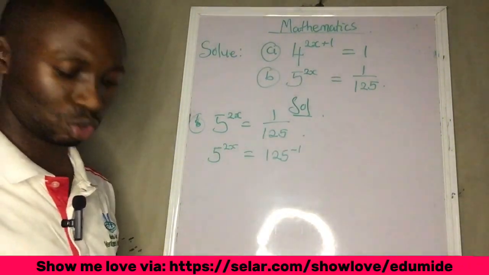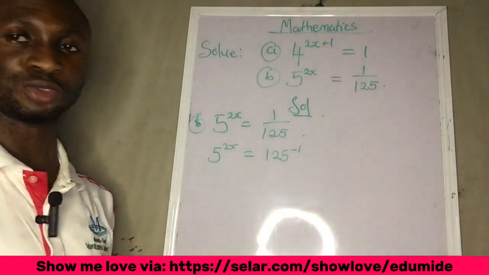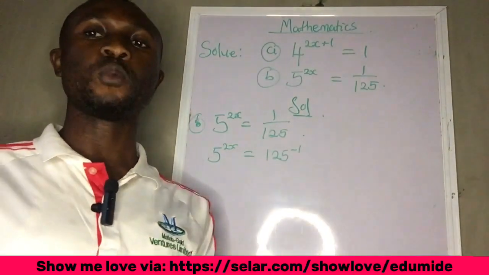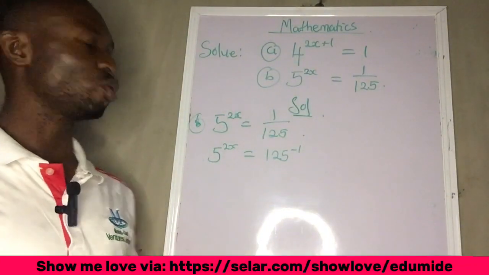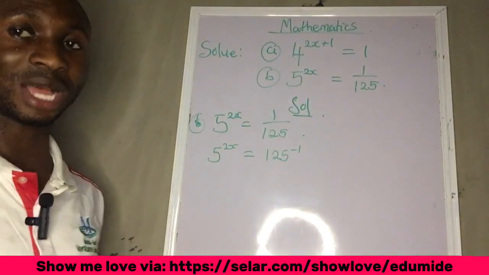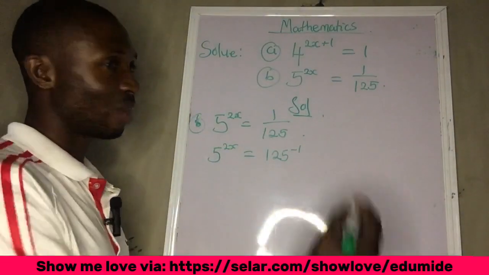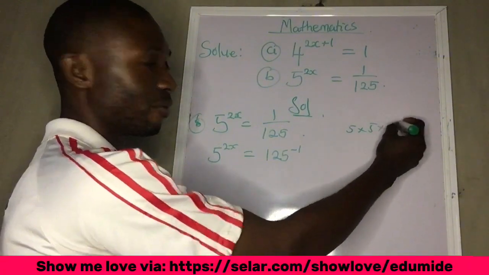Now, we are going to find a way. We have the base of 5 here and we have the base of 125. So we are going to look for a way to change this 125 in form of base. We are looking at how many times we need to multiply 5 that will give us 125. And we have 3. So that is 5 times 5 times 5.